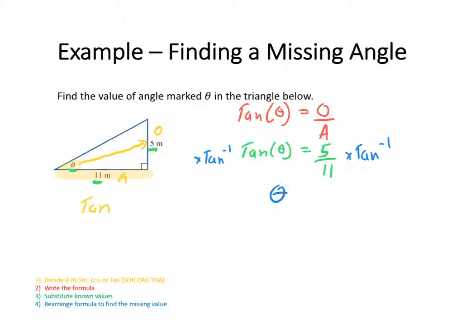So theta is equal to the inverse of tan of 5 divided by 11. Using my calculator, I know that the missing value of theta is equal to 24.44 degrees. So you can find the missing value of an angle in a right angle triangle using sine, cos, or tan.